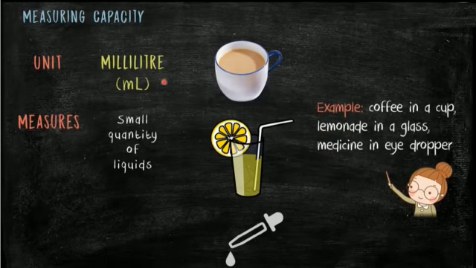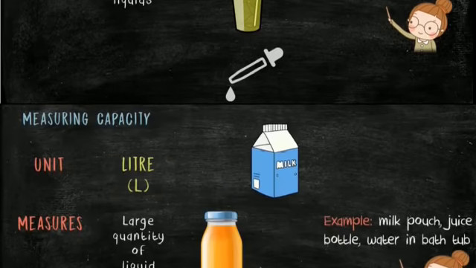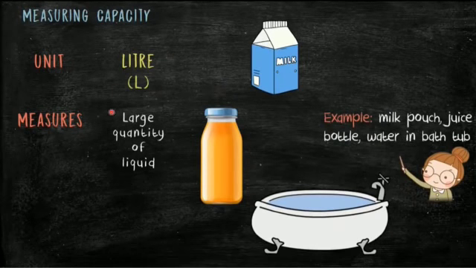Now when we are using milliliter, as we know, when we want a small quantity of liquids, that time we will use milliliter, which is also denoted as ml, like coffee in a cup, lemonade in a glass, medicine in an eyedropper, etc. Now when we use liter, which is denoted as L, we use it for large quantity of liquid like milk pouch, juice bottle, water in a bathtub, or sometimes when we use water bottle also.